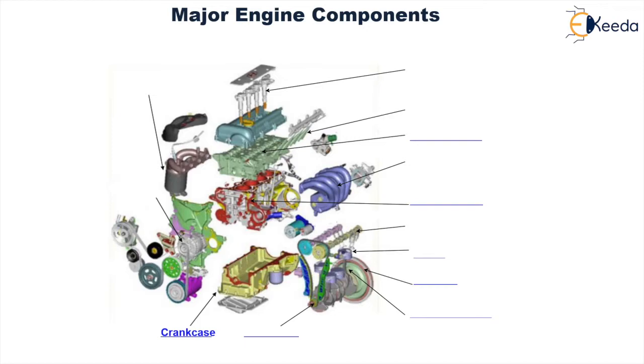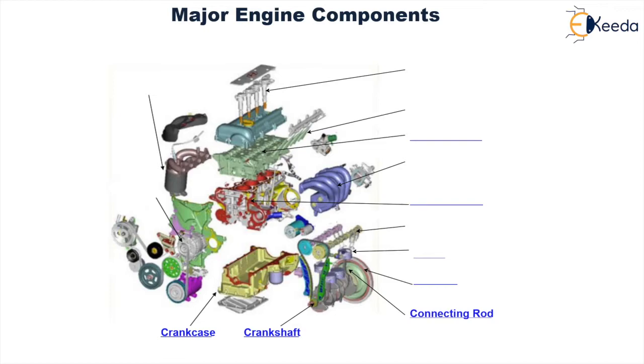Coming to the crankshaft, this is the crankshaft. You can see this is an example of an inline engine. Piston cylinder arrangements are connected through connecting rods to a single crankshaft over here. Individual pistons are connected through individual connecting rods to the crankshaft.